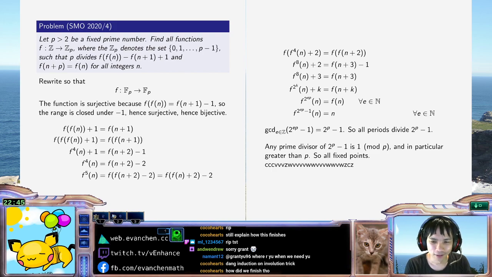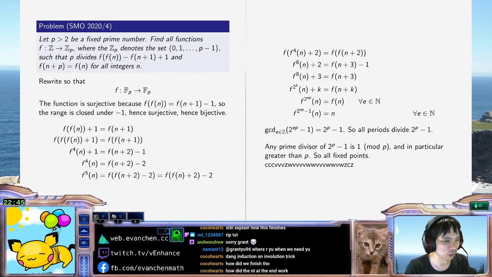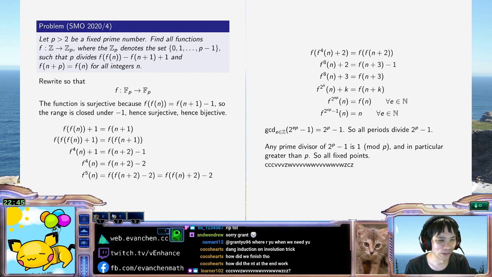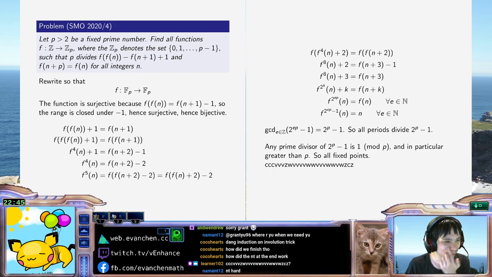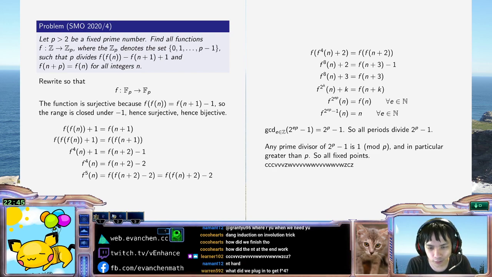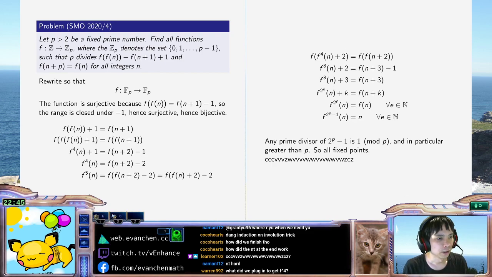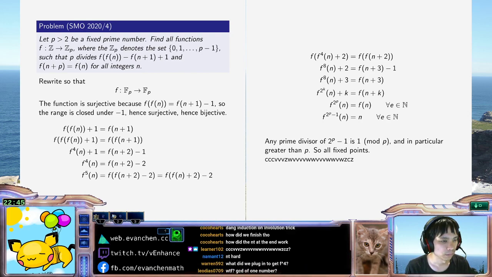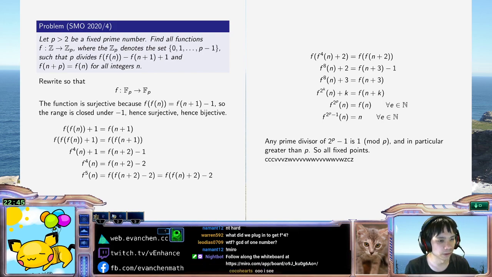Yeah, this is not even involution trick. I joked about FFF and then quadruple F and quintuple F, but we ended up doing F to the 2 to the K, and then using the fact, forget the E. The E doesn't help here. What happens is that means the period of F, as a permutation on P elements, divides 2 to the P minus 1. For example, if P equals 11, then F to the 2047 is a fixed point.